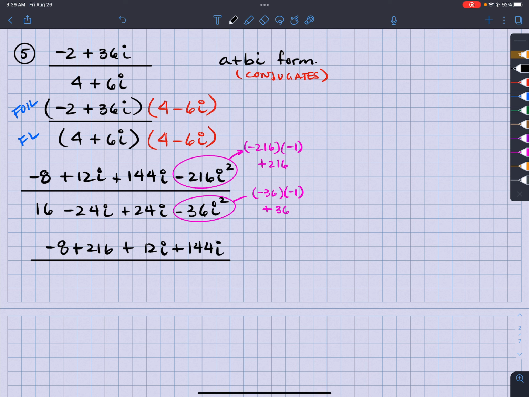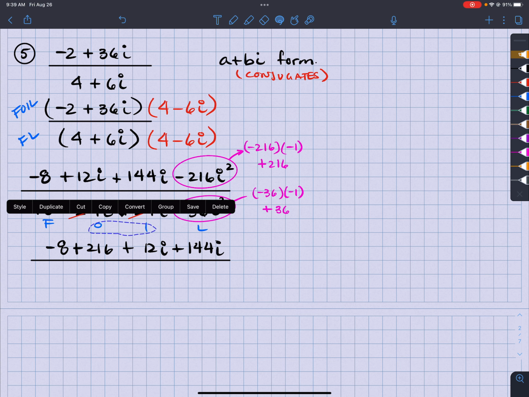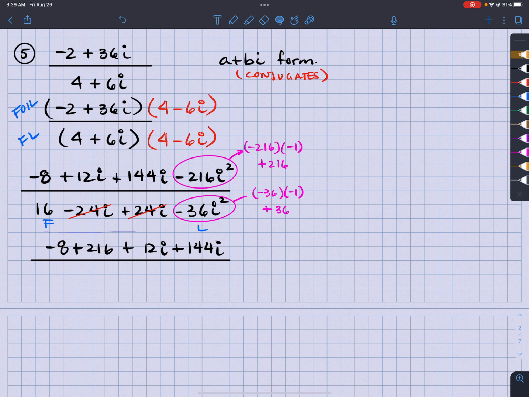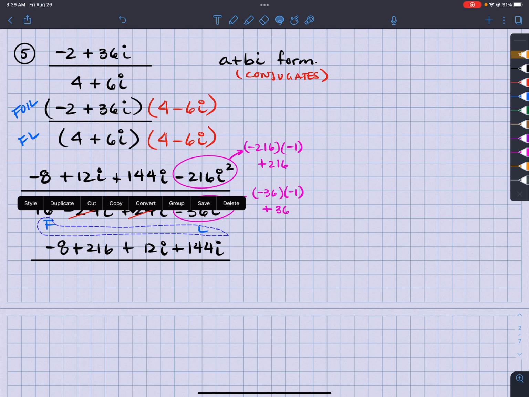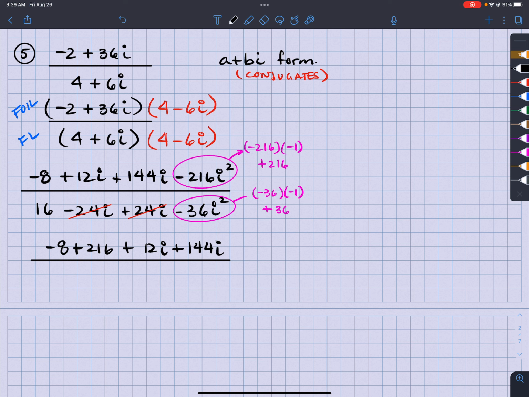And the bottom, now notice since I FOILed, notice what happened. My outer and my inner went away, which to me, doesn't this spell OI? That's why I said the OI falls away. So if OI falls away, what do I have left? I only have first and last left, right? So that's why I said all you got to do is flip. All right, so anyways, the bottom is going to be 16 plus 36.